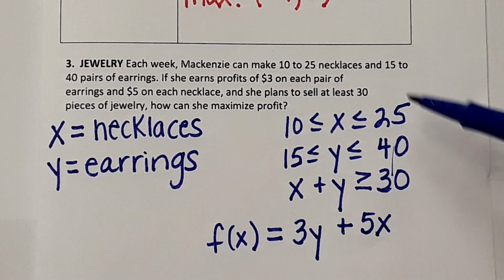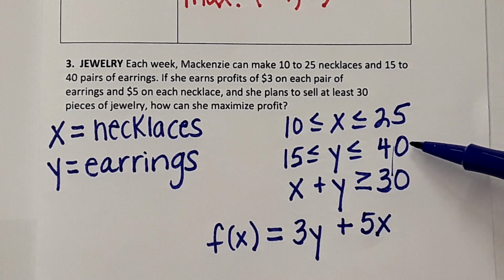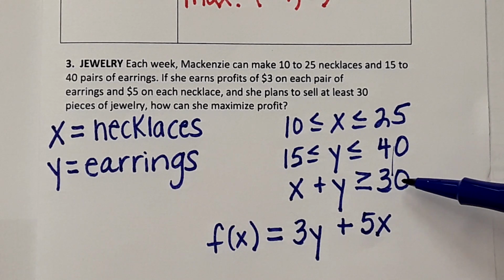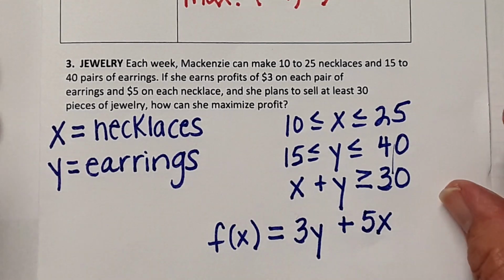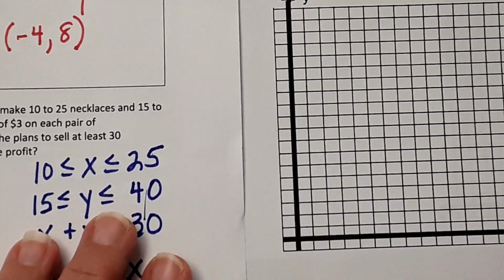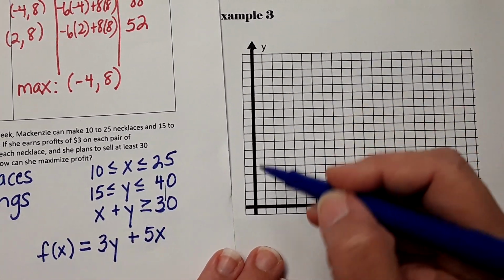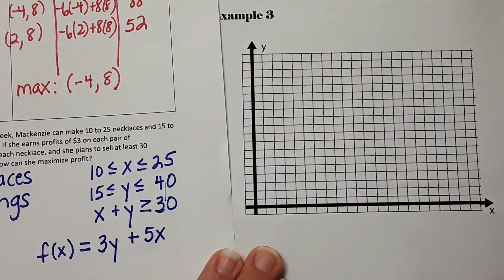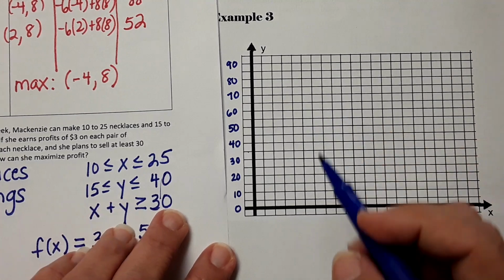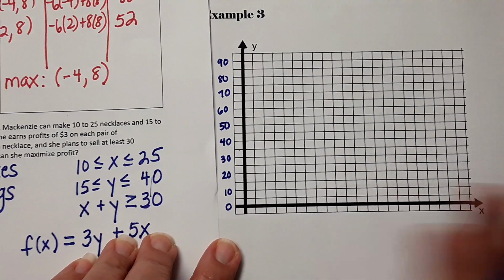These are your three lines. She can make between 10 and 25 necklaces, between 15 and 40 earrings, and then she wants to sell at least 30. So we're going to graph all of these lines to find the feasible region. That is where that graph comes in. So how do we want to label it? Because our numbers are pretty big, I think we could count by fives, right? And we'll count the bottom along with fives too.